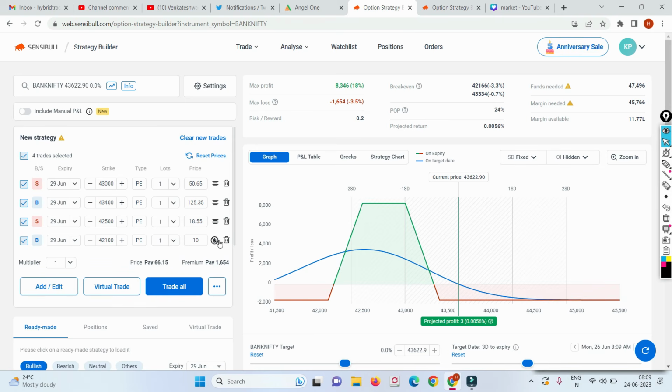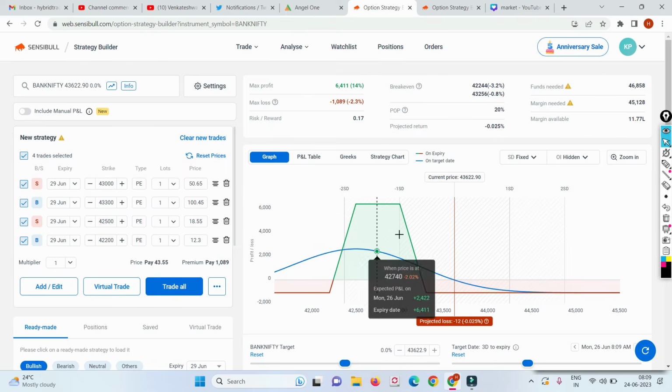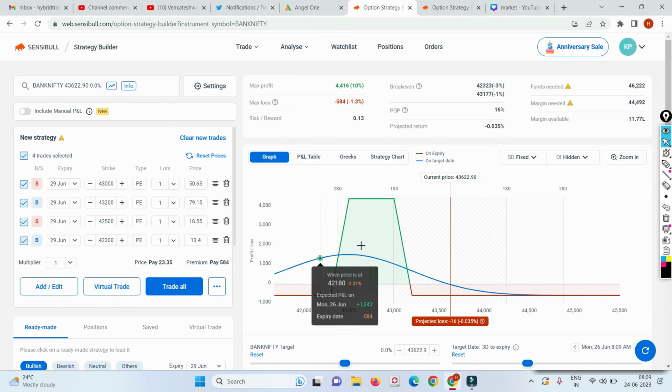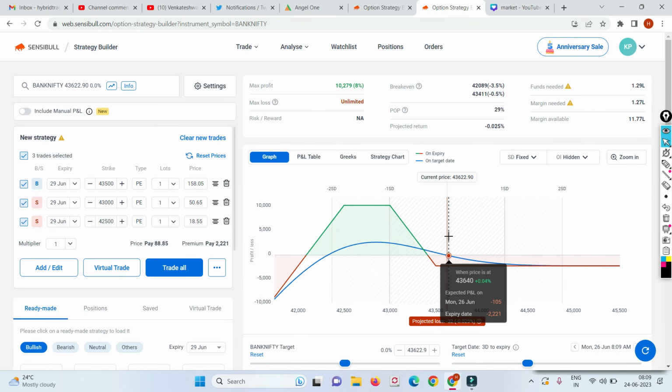So always check the liquidity. But let me go down by 100 more points. So now your loss has further reduced. Let me go by 100 points again, and your loss is reduced even more. It has come to 584. Originally your loss was 2084. So these are a few of the things you need to consider, guys.